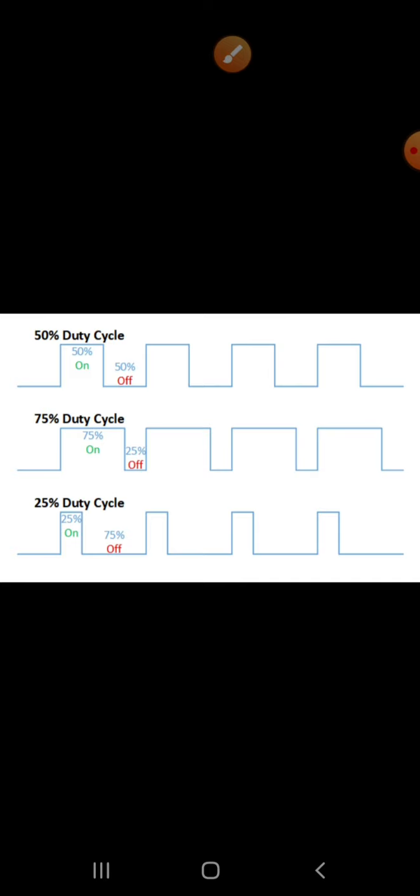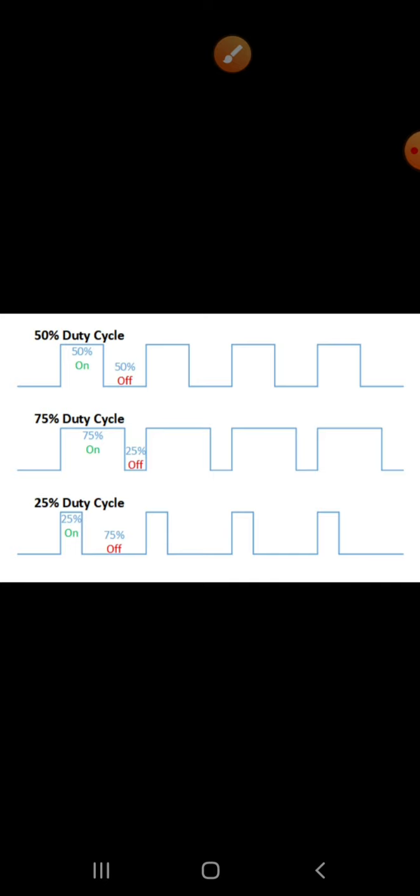Similarly, the duty cycle is expressed as a percentage, because it depends on what power we want to apply, based upon the on time to the regular interval or period of time. So based upon the percentage of duty cycle, we can express the power requirement. If the duty cycle is 100%, that means the power is fully on.